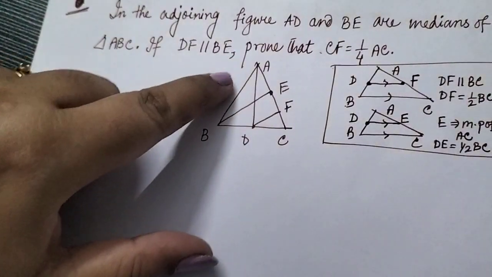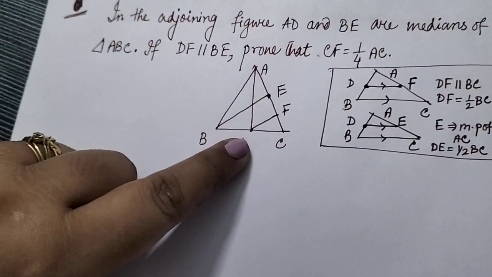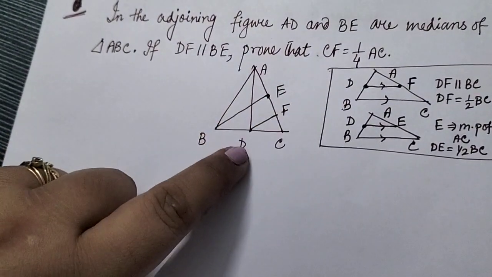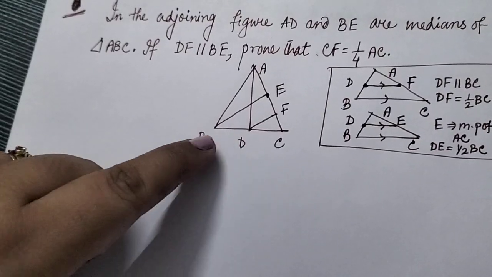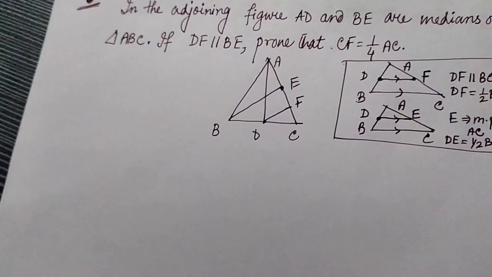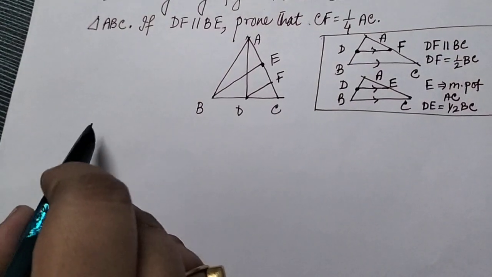Here in the adjoining figure, we get ABC is the triangle, AD is the median of triangle ABC, as well as BE is the median of the same triangle. It is also given that BE is parallel to DF. So let's first write down those given conditions.